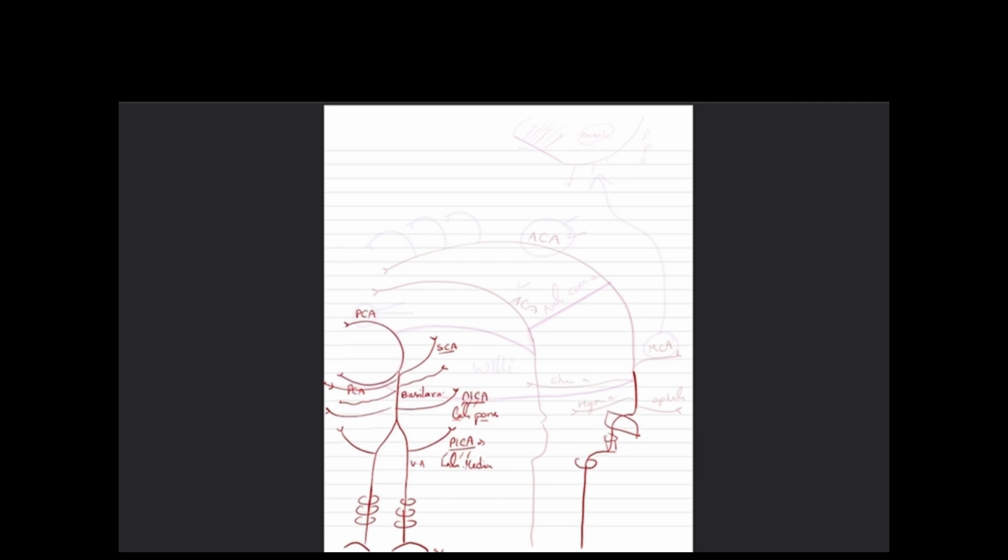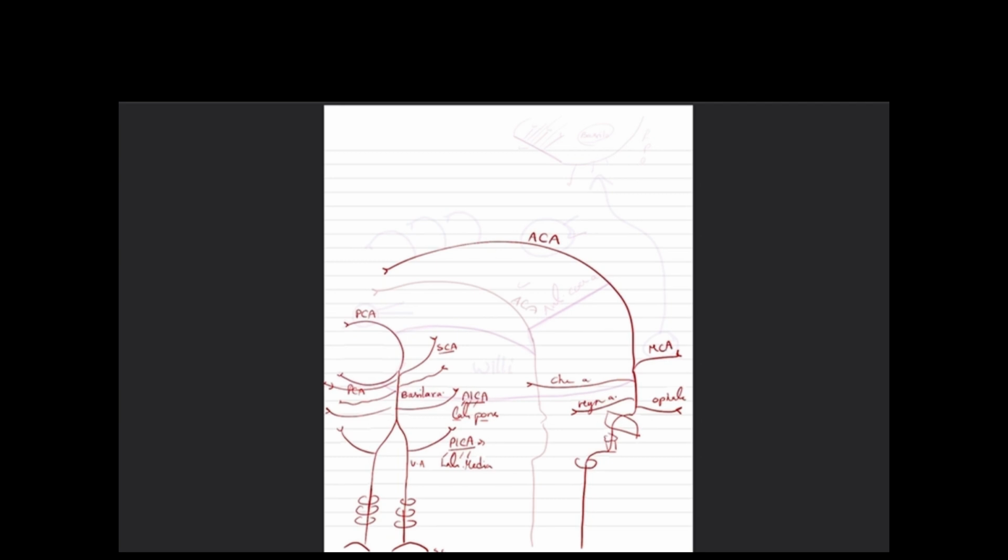Then it gives its first branch, which is the ophthalmic artery, which goes to the eye and supplies it. It gives the hypophyseal artery, which goes to the pituitary gland and supplies it, and it gives the choroidal artery, which goes to the lateral ventricles, forming the choroid plexuses. It terminates by forming the anterior cerebral artery and the middle cerebral artery.